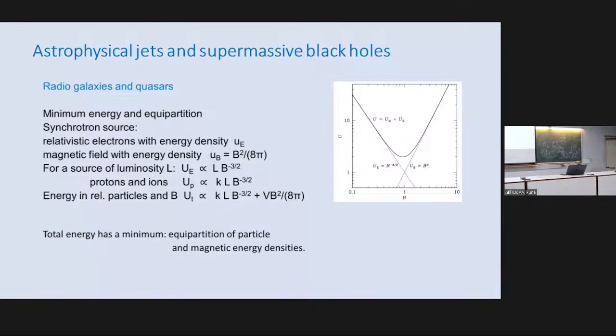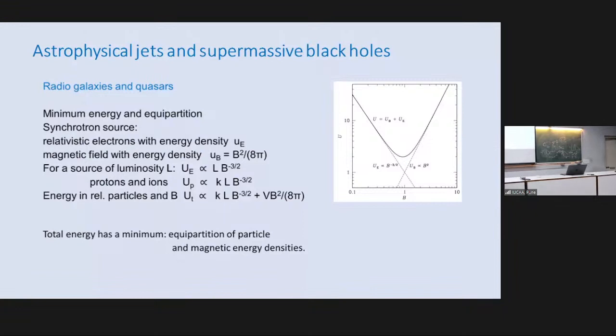Now, what does the total energy consist of? It will consist of the energy of the particles, right? And the energy of the material. What do we observe? Say we observe the radio emission from this radio lobe, and we want to see what is the total energy?